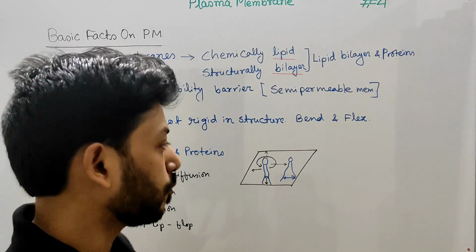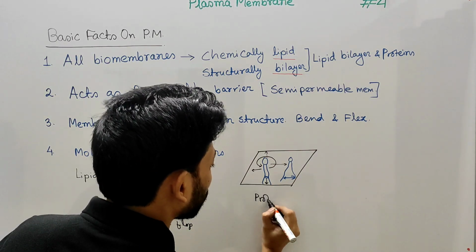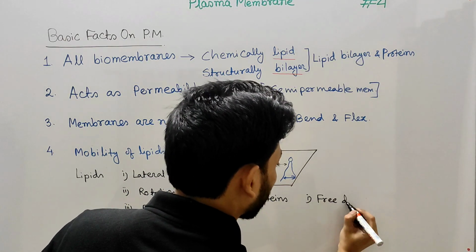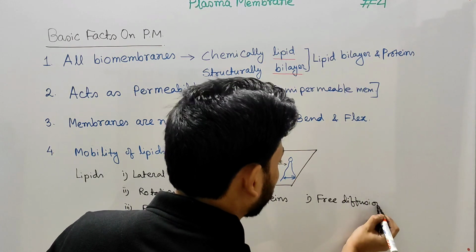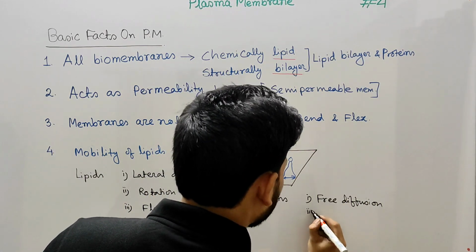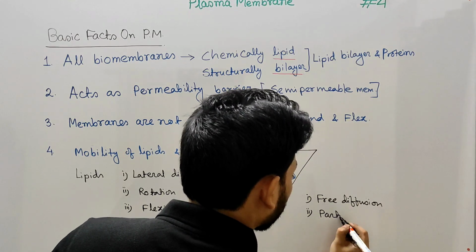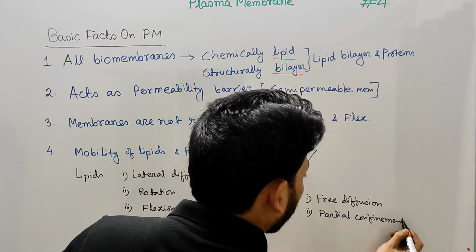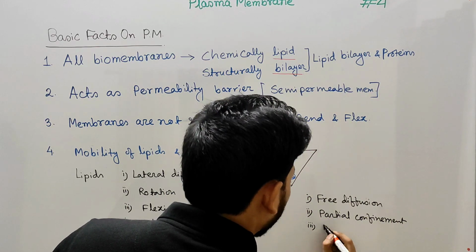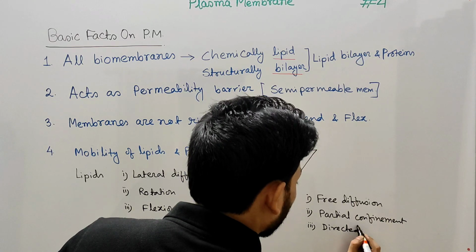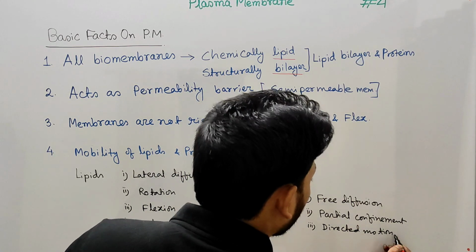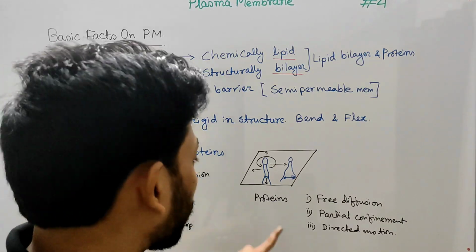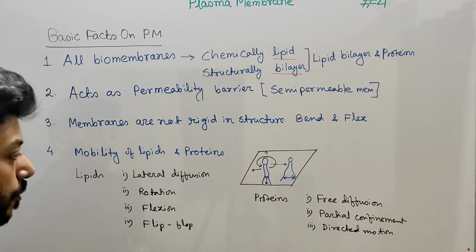Proteins can also show different movements. Let me write here. Proteins in the plasma membrane show 3 different types of movement. One is free diffusion. This is very similar to the lateral diffusion of lipid molecules. Second is partial confinement. And third is directed motion. I will talk about all these movements of the proteins in more detail in other videos. One thing you have to remember is that proteins never show this type of movement, flip-flop.